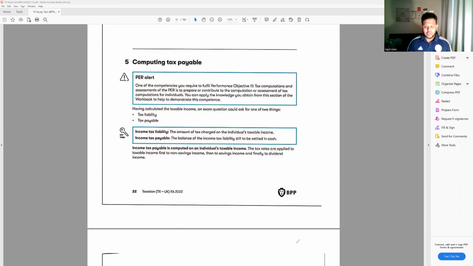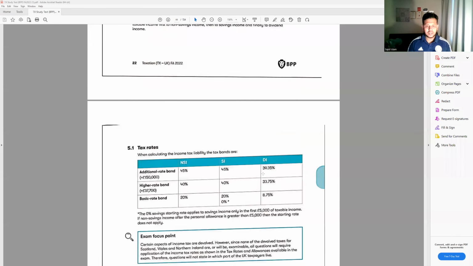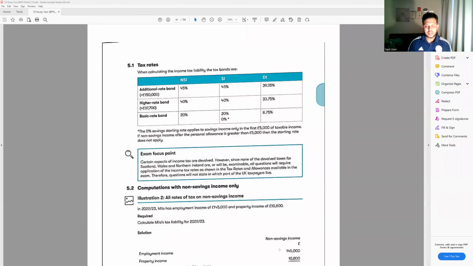All right, so let's move on to the next one. We have some tax rates. Let's have a look at that. I need to remember these tax rates. So first we have the basic rate band. Basic rate band for non-savings is 20%, for savings is 20%, and for the dividend is 8.75%. It will be given in the exam, but it's better if you remember it.